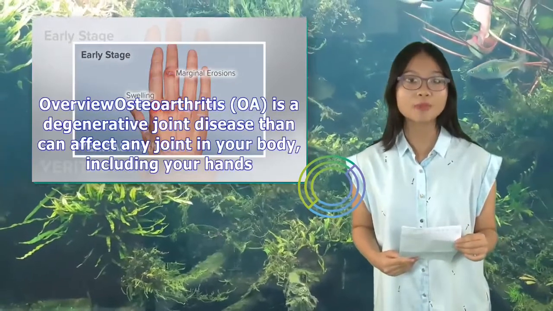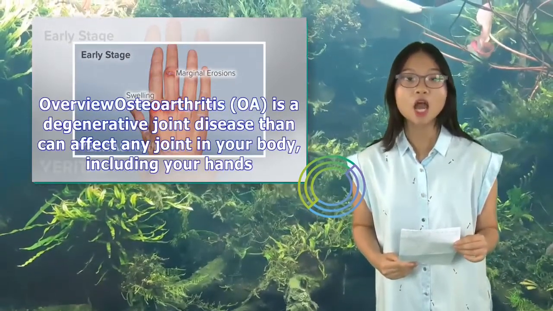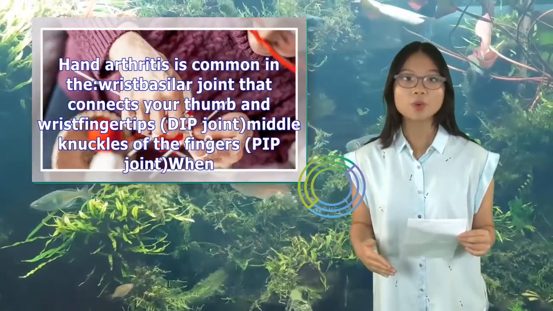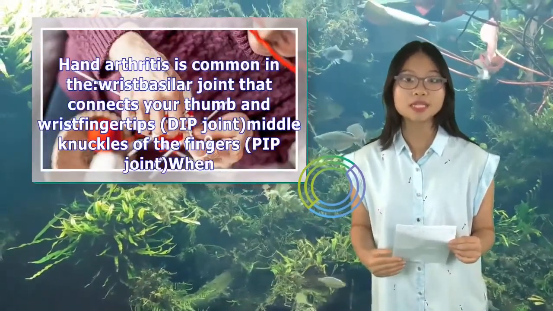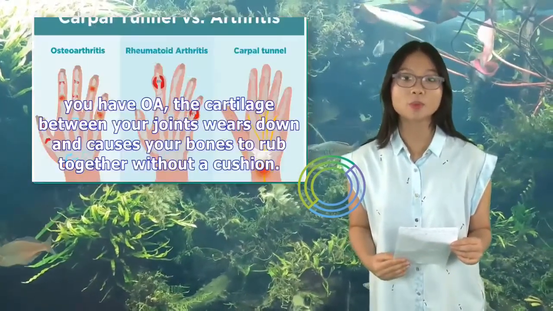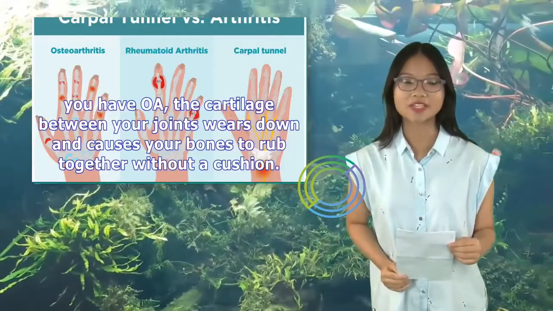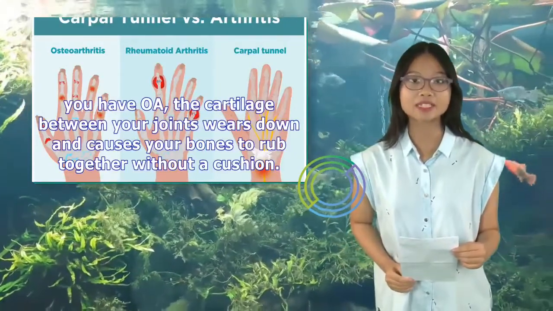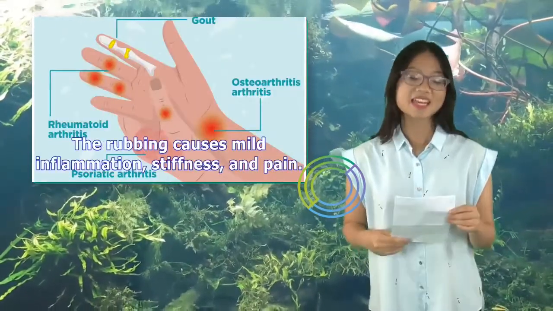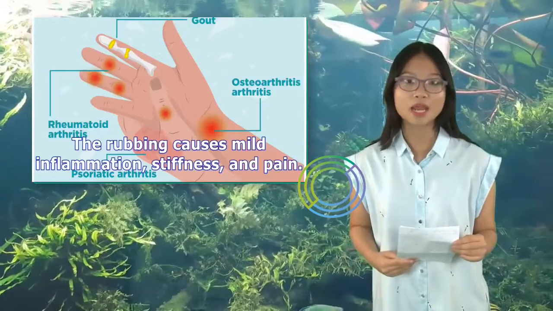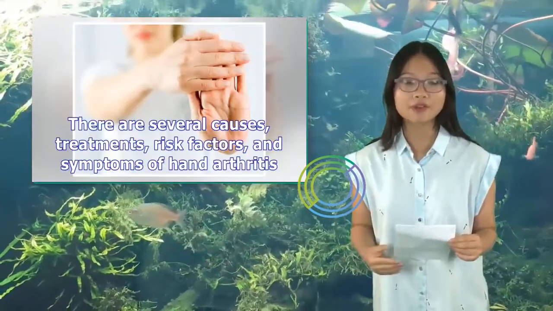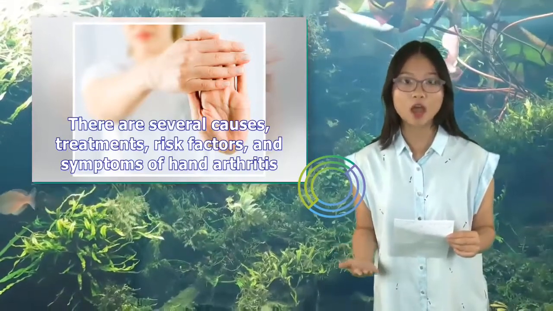Overview. Osteoarthritis, OA, is a degenerative joint disease that can affect any joint in your body, including your hands. Hand arthritis is common in the wrist, the basilar joint that connects your thumb and wrist, the fingertip joints (DIP joint), and the middle knuckles of the fingers (PIP joint). When you have OA, the cartilage between your joints wears down and causes your bones to rub together without a cushion. The rubbing causes mild inflammation, stiffness, and pain. There are several causes, treatments, risk factors, and symptoms of hand arthritis.